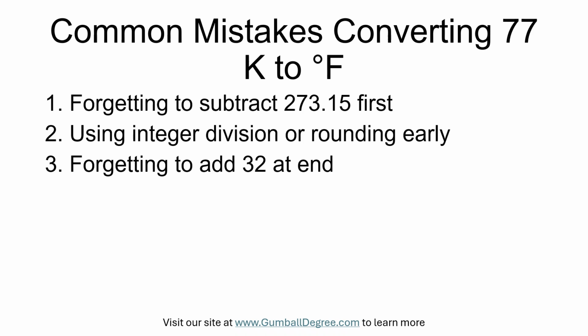Students often forget to subtract 273.15 first and try to convert directly, which mixes up the order and gives wrong answers. So always do the Kelvin to Celsius subtraction first. Another common mistake is using 9 divided by 5 as integer division or rounding too early, which loses accuracy. So keep the fractions and decimal places until the final step.